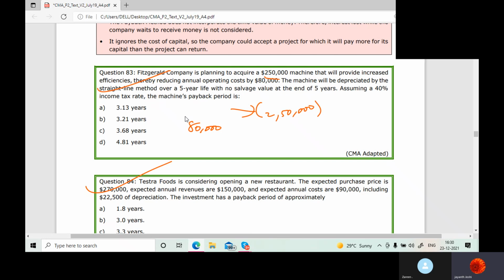Yeah, tell me, Zarina, what you have done. So let me just check. 80,000. The machine will be depreciated by straight line over 5 years. So for 5 years we'll be getting the cash inflows. So tax rate is 40%. So we can take 0.60, 48,000, and 2,50,000, and 5 years.